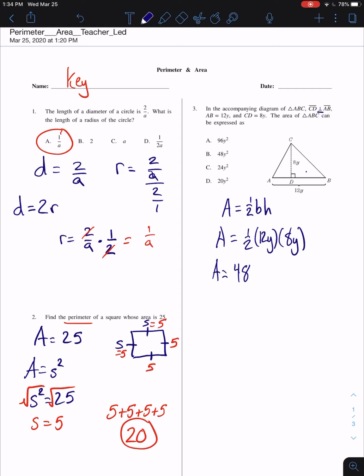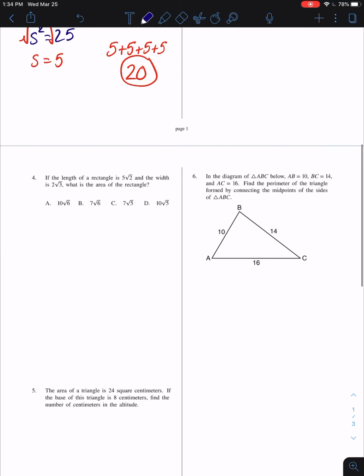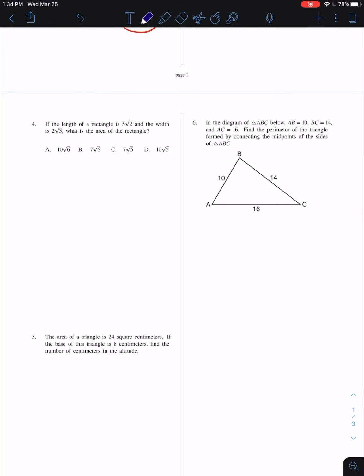And then y times y will multiply next, and that's just going to be y squared. So our area is going to be 48y squared, and that's going to be choice B. Okay, so that does it for number 3. Let's take a look at number 4 now.